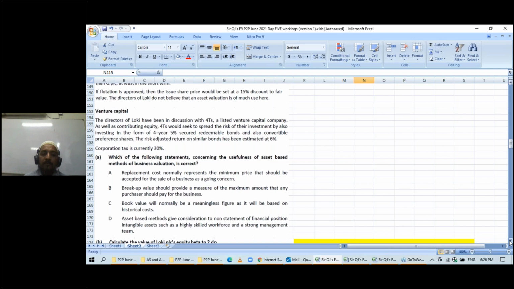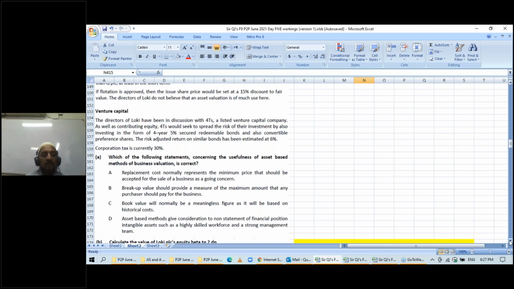Breakup value should provide a measure of maximum amount. It's not maximum, it's minimum at which any seller would be ready to sell. So breakup value will be the minimum amount at which someone will sell their company, because they won't sell for less than the net realizable value. No one will sell their assets below net realizable value. But if the company is earning a better income, everyone would sell at a higher price than the net realizable value. In that case, income methods are used.